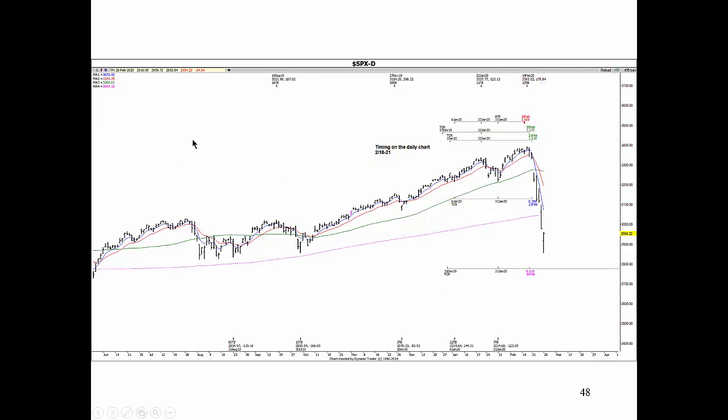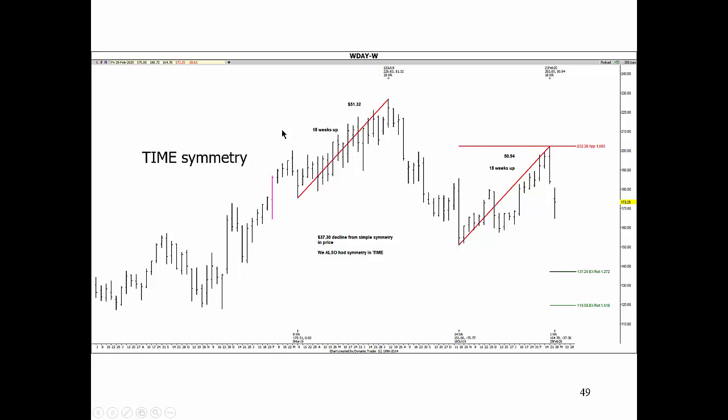All right, I do have one example on time symmetry. Well, you actually saw one before in Sherwin-Williams, but here again, it shows up all the time. You just have to find it. So here we had a prior low to high swing that was 18 weeks up, and I compared it to this low to high swing. This was 18 weeks up. A lot of times the time of swings will be similar to others. So we watched that. And not only did we have the time symmetry, you also had price symmetry.